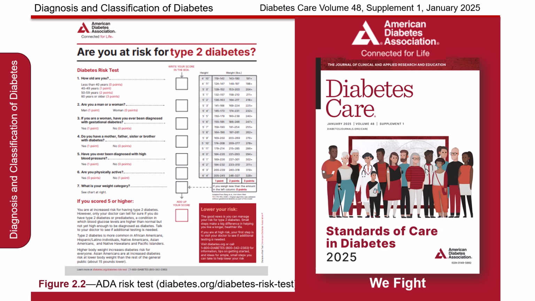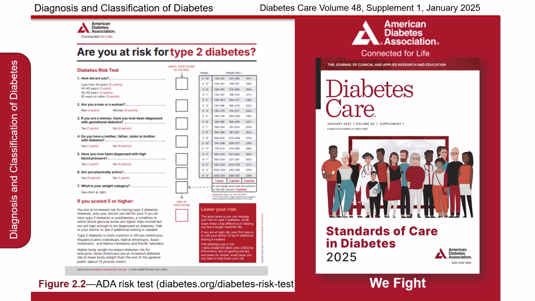Diabetes risk test questions. 1. How old are you? Less than 40 years, 0 points. 40 to 49 years, 1 point. 50 to 59 years, 2 points. 60 years or older, 3 points. 2. Are you a man or a woman? Man, 1 point. Woman, 0 points.